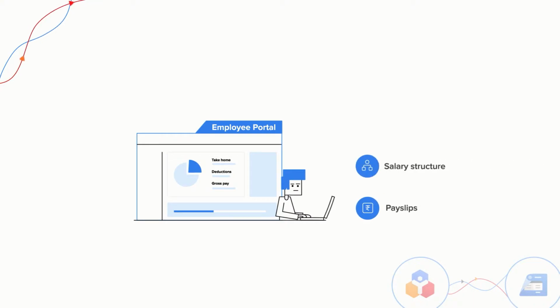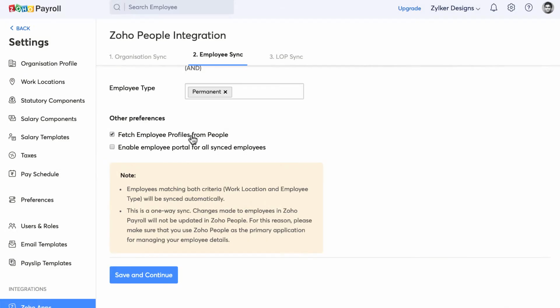When your employees are added in Zoho Payroll, an employee portal can be created for them, where they can log in to see their payslips, salary structure, they can add their investment proofs, download Form 16, and a lot more. So, to enable this employee portal, check the box.